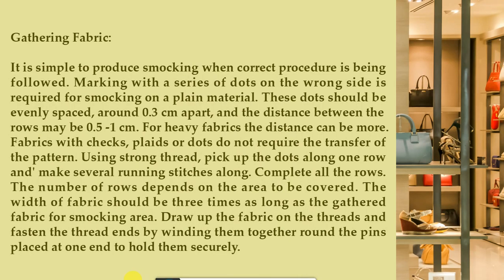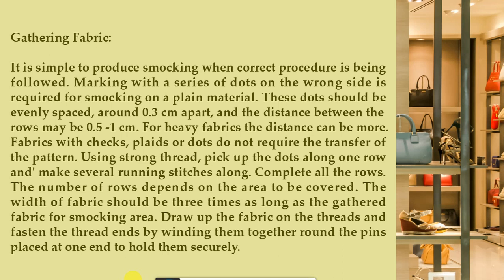Gathering fabric. It is simple to produce smocking when correct procedure is being followed. Marking with a series of dots on the wrong side is required for smocking on a plain material. These dots should be evenly spaced, around 0.3 cm apart, and the distance between the rows may be 0.5 - 1 cm. For heavy fabrics the distance can be more.